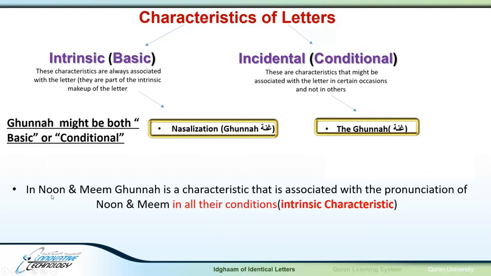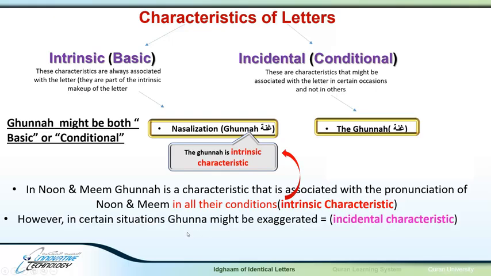Let's take an example, the Nun and Mim letters. For Nun and Mim, ghunnah is a characteristic that is always associated with the pronunciation of these letters in all their conditions. And that's why we call that an intrinsic characteristic, a basic one. While in some cases you tend to exaggerate the ghunnah of the Nun and Mim, or give the ghunnah to a letter other than the Nun and Mim, which naturally shouldn't have the ghunnah. And in that case, we call that exaggeration an incidental characteristic.